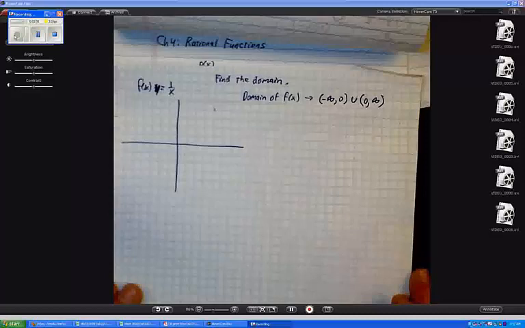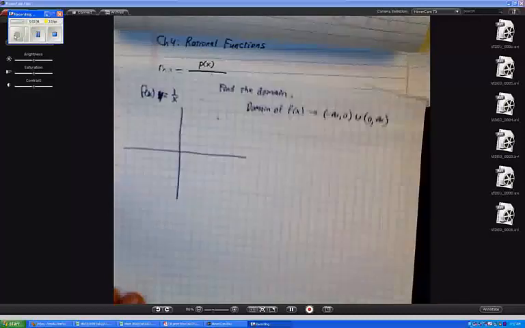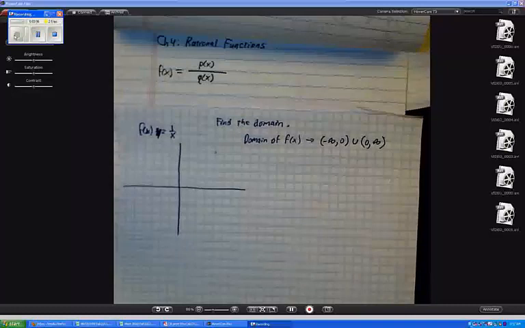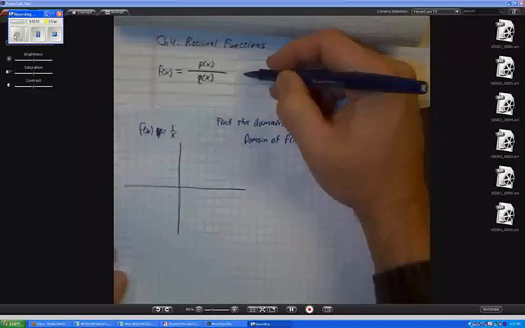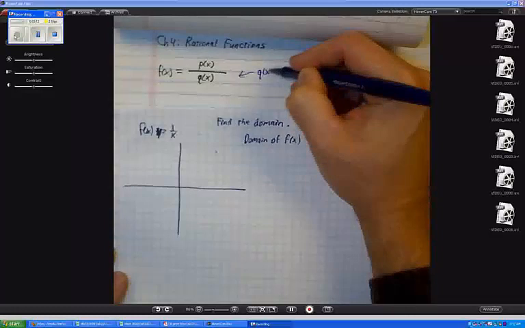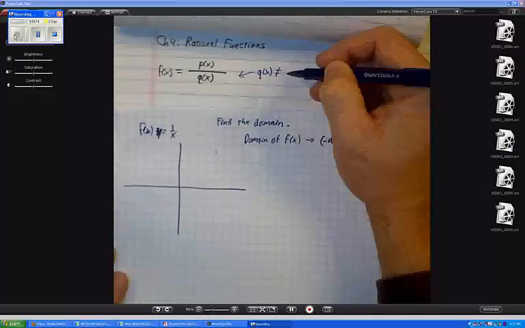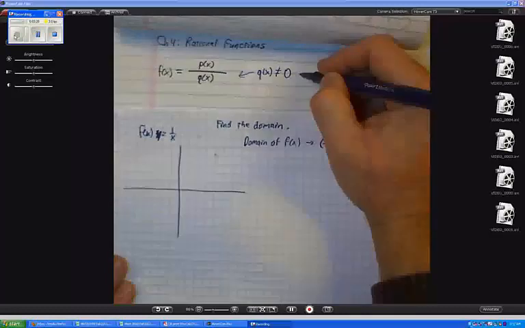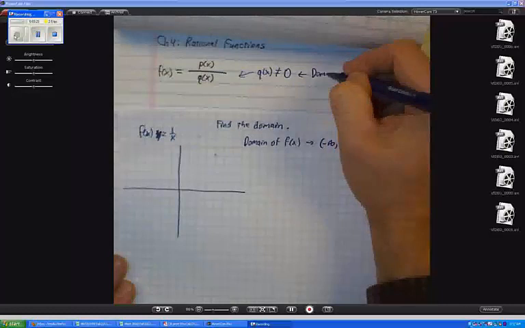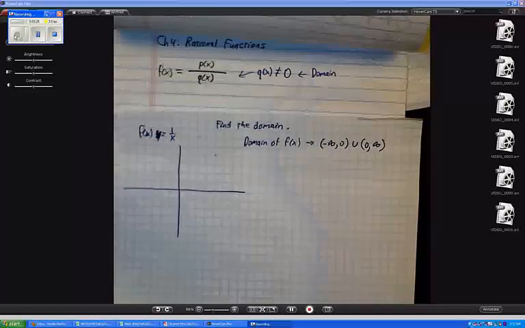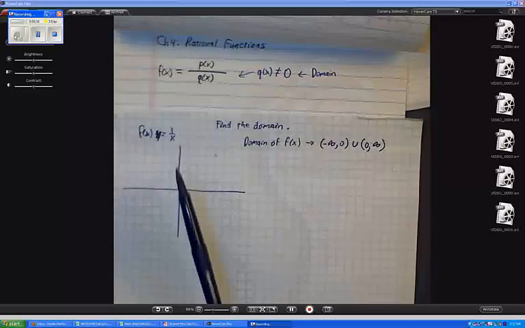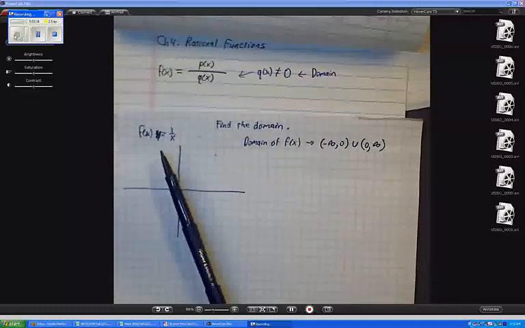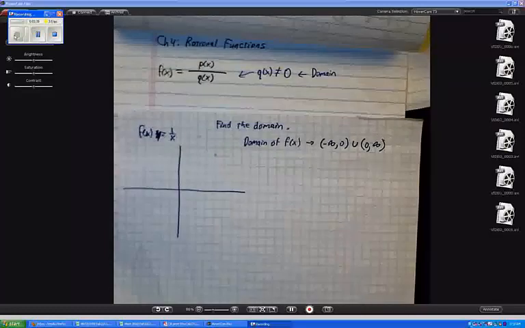In general, about general rational functions, what's the rule? The rule is that q of x is not allowed to equal 0. Right? And so this is how I find the domain. I just ask myself, whatever that bottom polynomial is, it's not allowed to equal 0. So in this example, that's about as easy as it gets. The bottom polynomial is x. But I want to go ahead and sketch some graphs, some inputs and outputs.